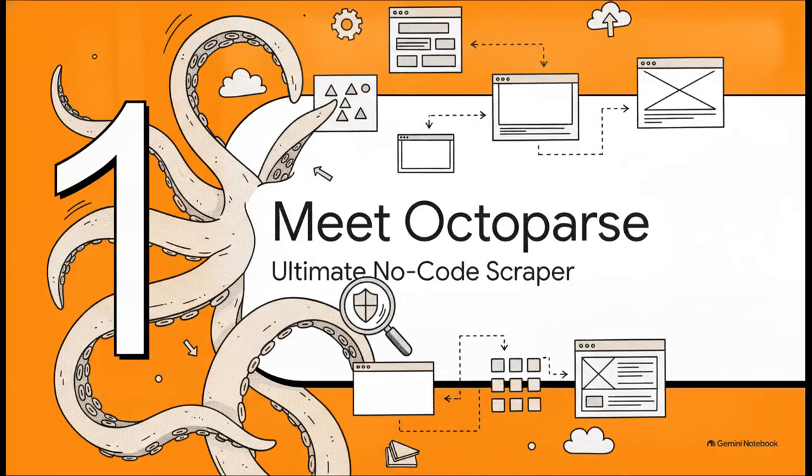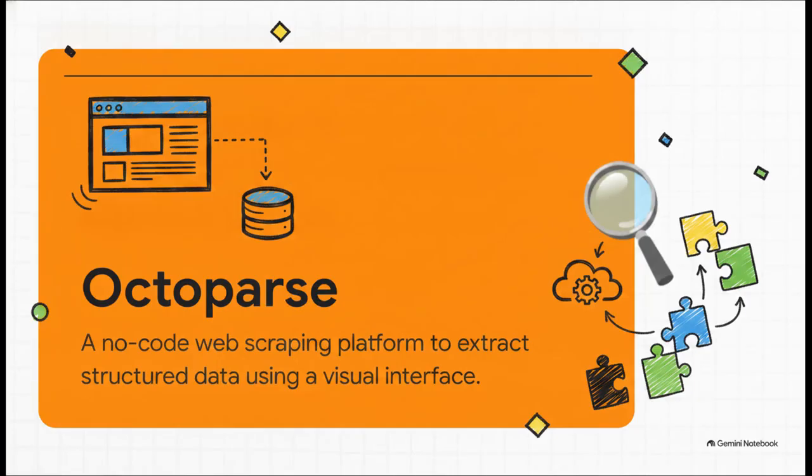All right, Section 1, meet Octoparse, the ultimate no-code scraper. So what is it? Octoparse is a no-code web scraping platform that lets you extract structured data using a totally visual interface instead of programming. Think of it like this. It empowers literally anyone to build a scraping workflow just by pointing and clicking on the information they want to collect from a web page. Instead of writing complex Python or JavaScript, you visually interact with the site, and the software works its magic in the background to build the extraction logic.